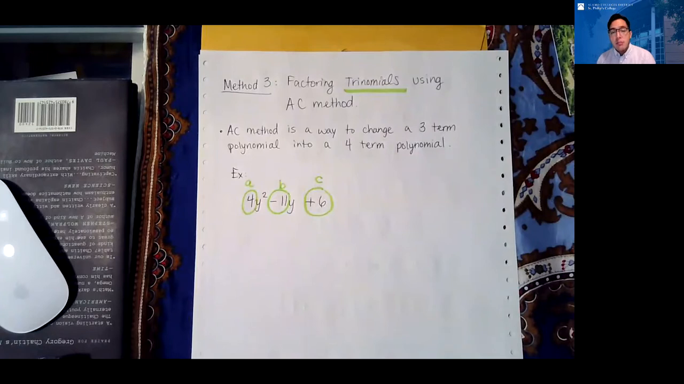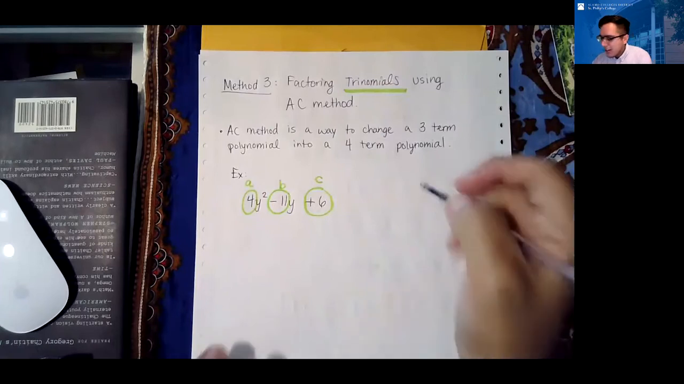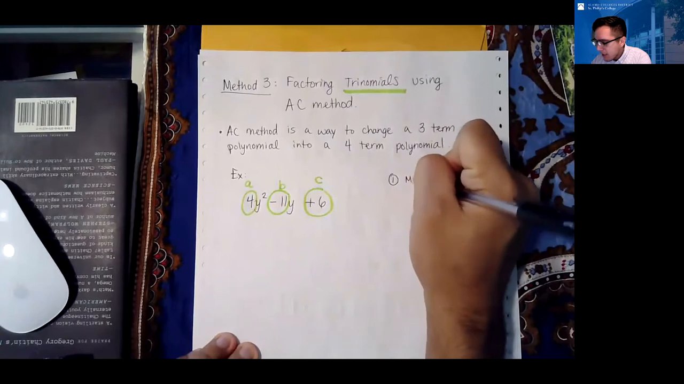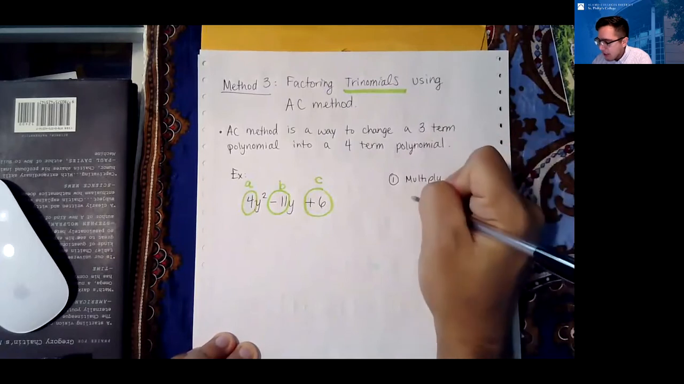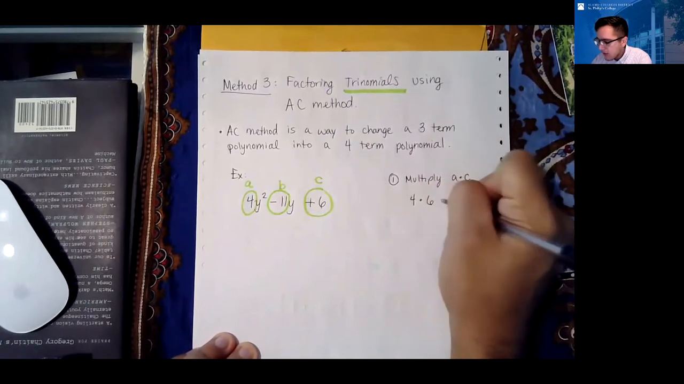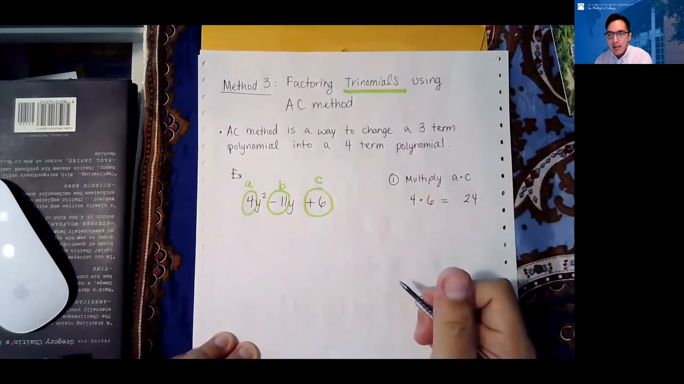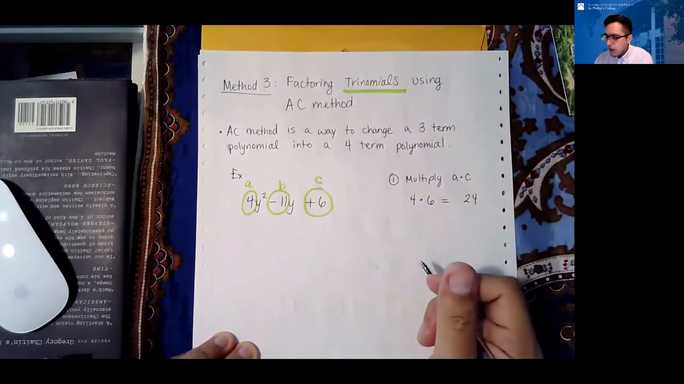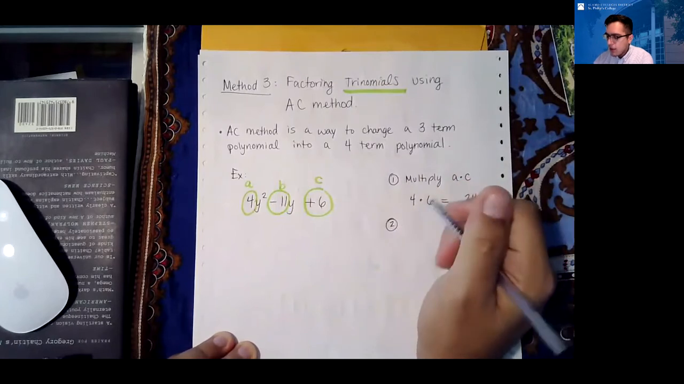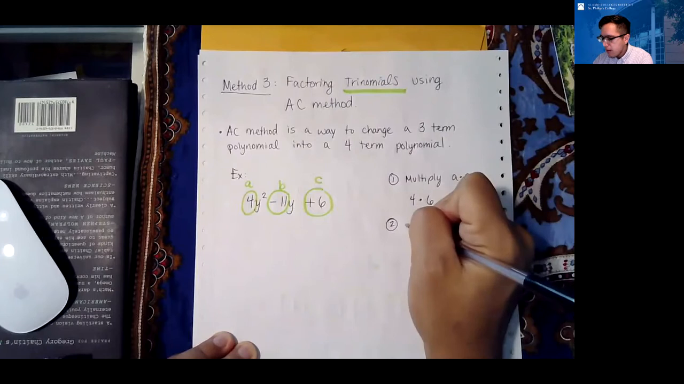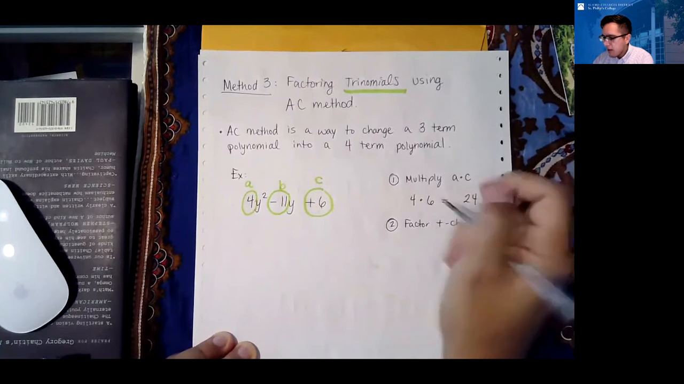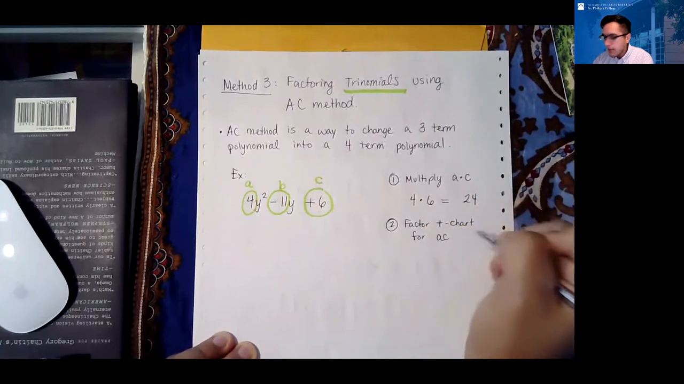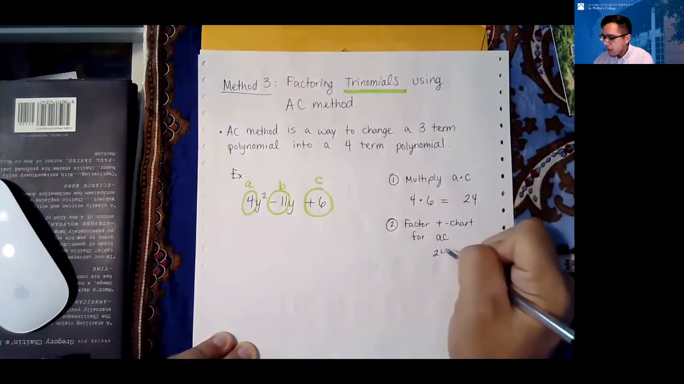So the first thing that we're going to do is multiply A times C. Again, that's why this method gets the name, the AC method. So the first step is to multiply A times C. And in this case, we would have 4 times 6, which gives us 24. We are then going to inspect the factors of 24. So make a factor T chart for whatever number we get when we multiply A times C. So in this case, 24.